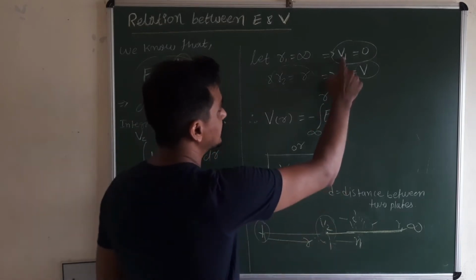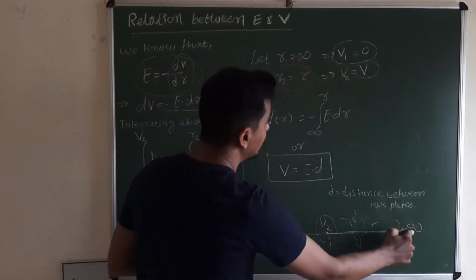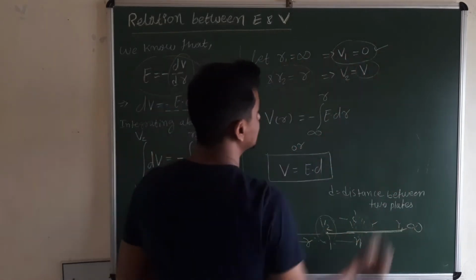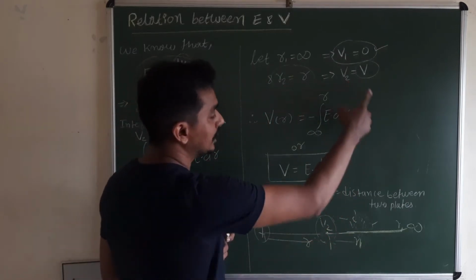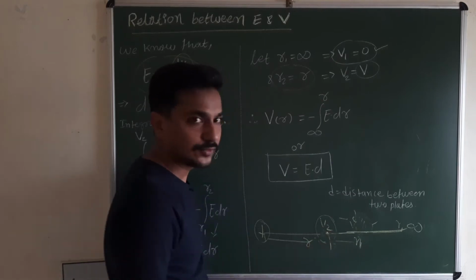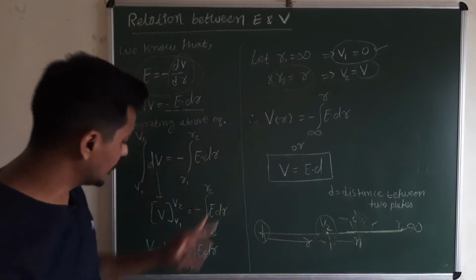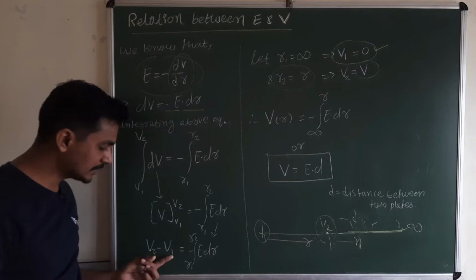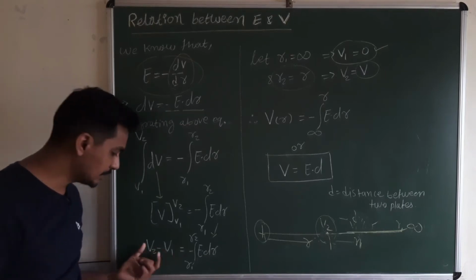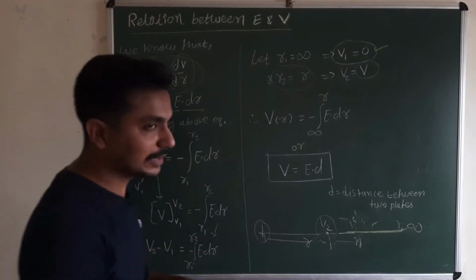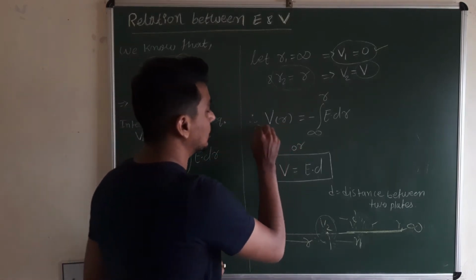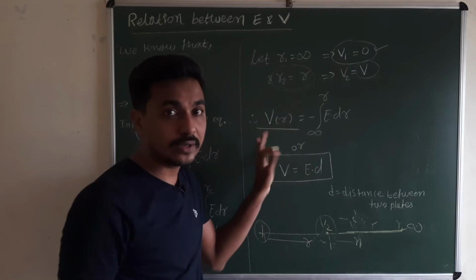So here we assume that r1 is at infinity, so the potential at infinity is 0, and r2 is at a distance r, and the potential at that particular point is V. So I can modify this equation. Instead of V2 minus V1, V1 is 0, and instead of V2 I can write V. So V of r, it is not multiplication, it is a subscript here. So the potential at a distance r is V of r.